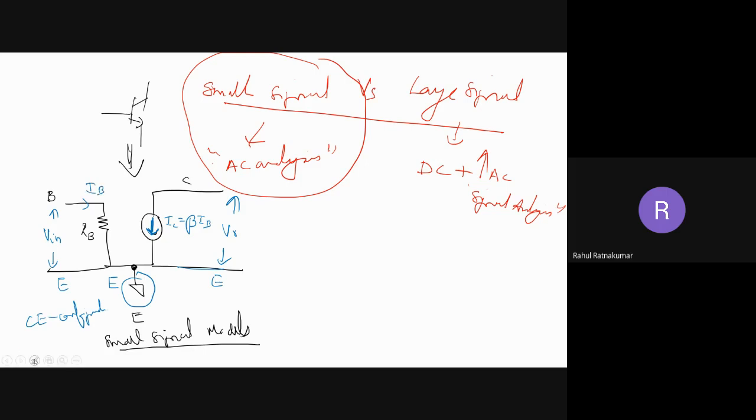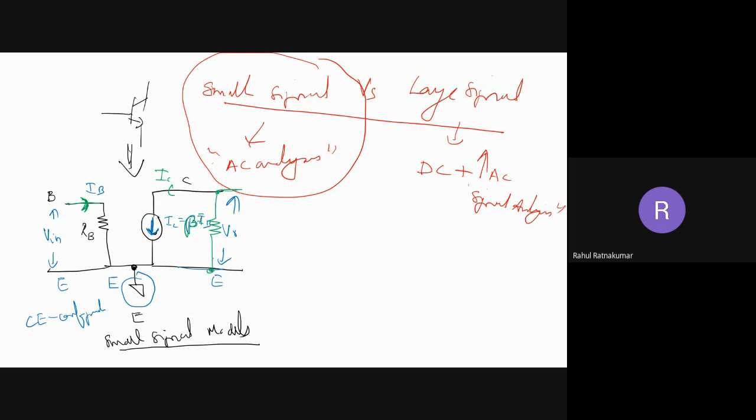So what is the meaning of this model? Whatever current IB is passing through R-pi, the base to emitter, it is magnified. How many times is it magnified? Beta times IB. I'll get this as IC in the output of the transistor, the collector, and this can be given in the output of my transistor.